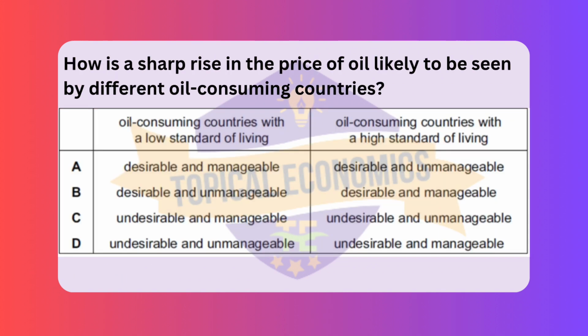Moving to question 27. How is a sharp rise in the price of oil likely to be seen by different oil-consuming countries? This question is from year 2015 October-November version 1. The correct answer for this question is option D. A sharp rise in oil prices is undesirable for both low-income and high-income countries, but it is generally more manageable for high-income countries due to their economic resilience and ability to adjust. For low-income countries, while it is undesirable, they often have ways to mitigate the impact, for example, subsidies or international aid, but it remains a manageable challenge.